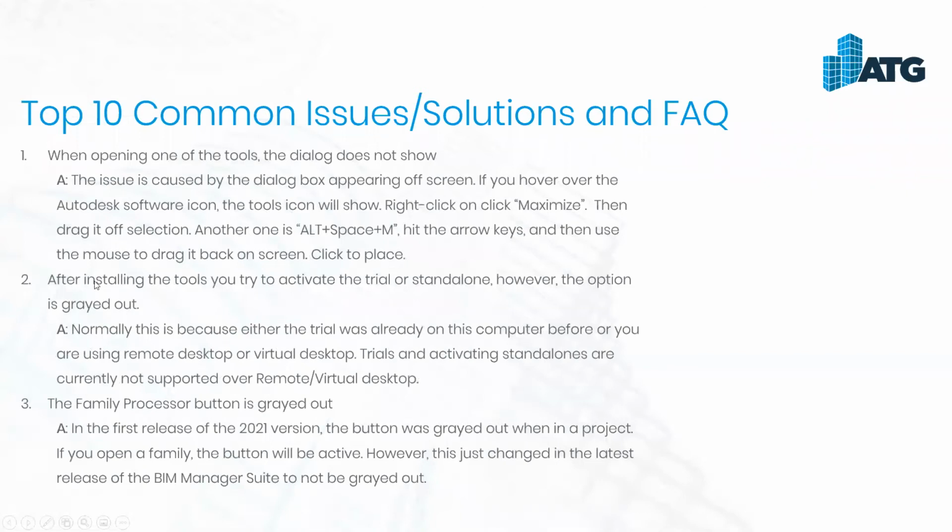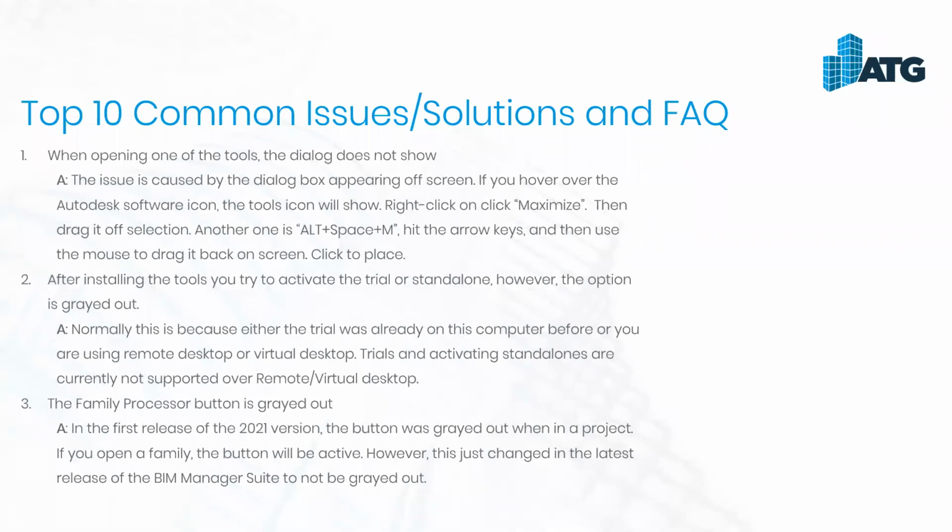One of the other issues, number 2 here, is after installing the tools, you try to activate the trial or standalone. However, the option is grayed out. Normally the reason for that is because the trial was already on this computer before. So you go into the trial and you try to get it again. It's not going to be available because the trial has already been run on the computer.